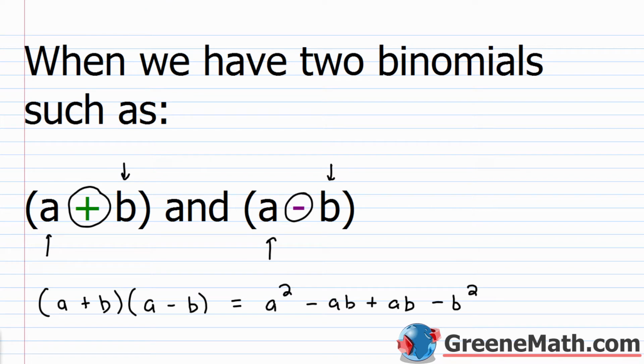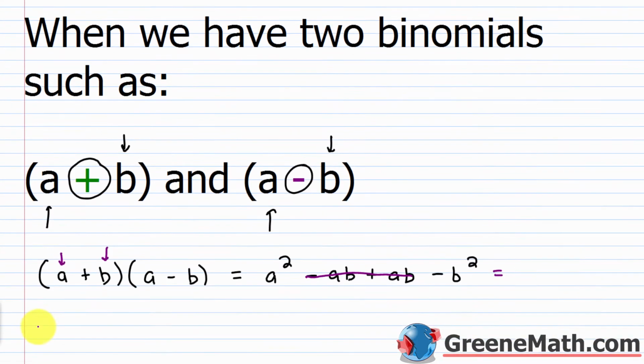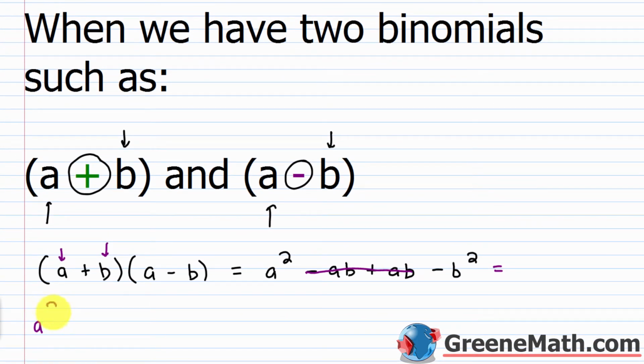So again, this becomes the difference of two squares. You see that these two would cancel each other. The outer and the inner terms cancel each other. And you're left with the first term squared, so you've got a squared, minus the last term squared. So you've got minus b squared there. So we put equals a squared minus b squared. And we know this from working with special products.